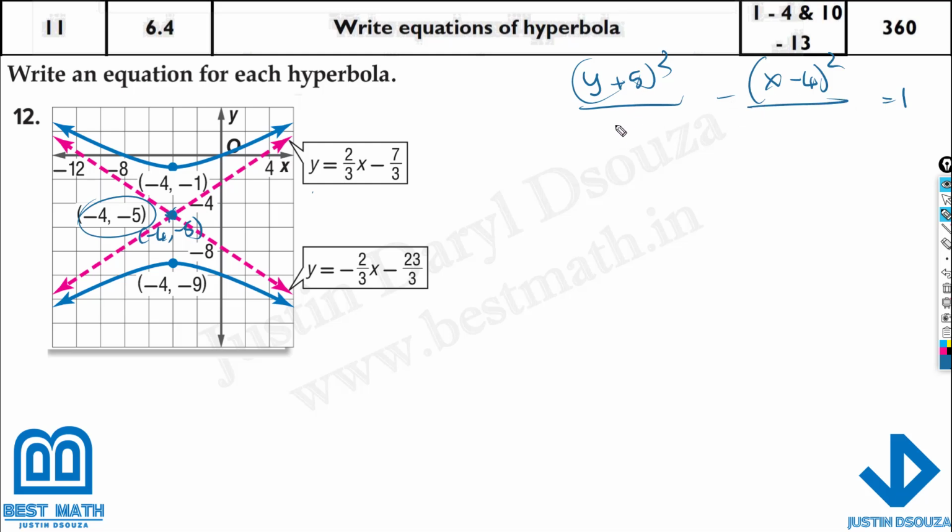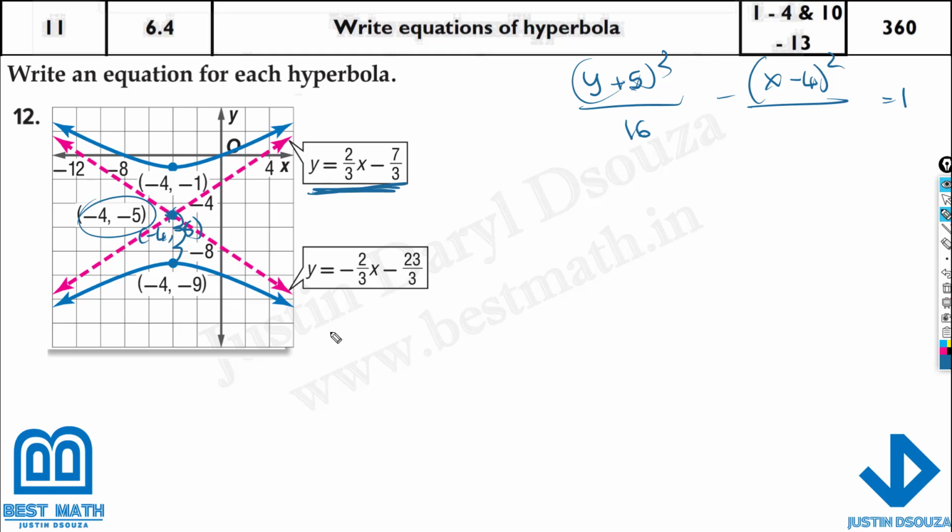What about the denominators? The denominator here will be the a value. That is 1, 2, 3, 4. That's 16, 4 squared. But if you find this much, you can easily find the correct answer from the options. But you can't complete the equation. There's something missing, right? How do you find that? Now that can be found over here by this equation. See, the asymptote equation is given over here, but we know the formula as well.